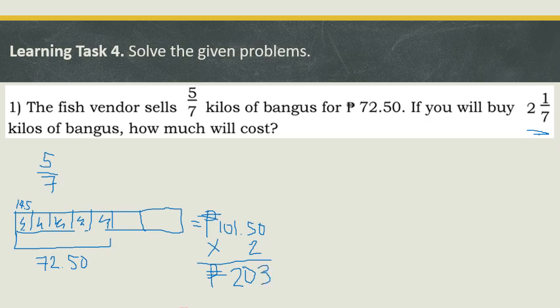So, ilan yung 1/7? So, kung nakikita nyo dito sa ating illustration kanina, ang isang box sa 7 na ito is 14.5. So, dagdagan lang natin to ng 14.50. So, para mahanap natin yung total ng binayaran niya. So, ang total ng binayaran niya is, so, magkano po? So, ang total ng binayaran niya is 217 pesos and 50 centavos.